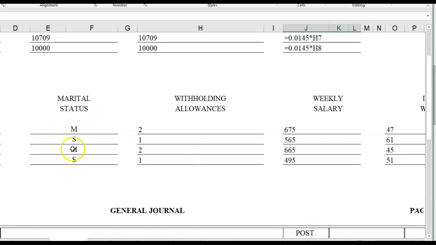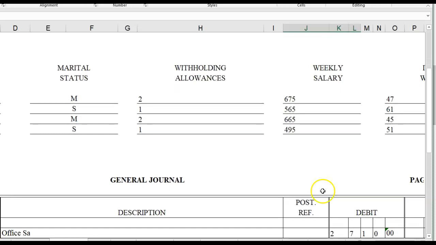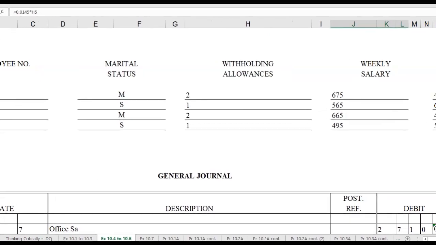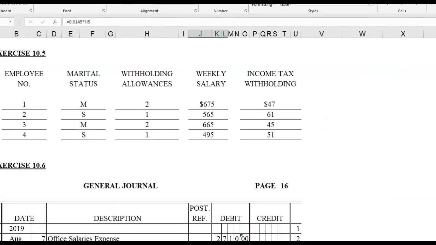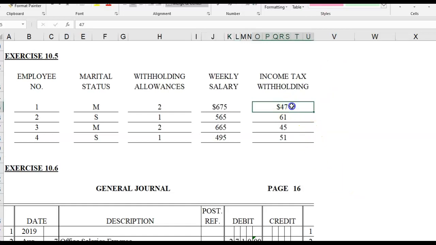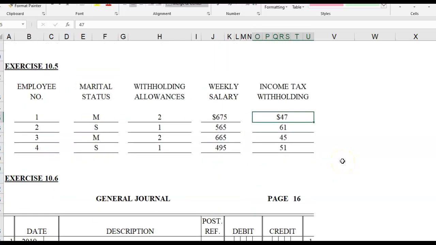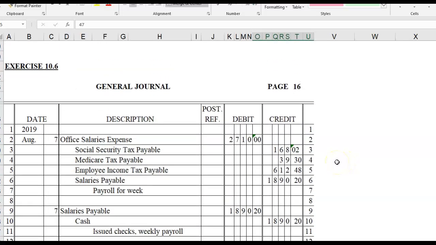Here you're going to have to figure out in the next problem what the withholding allowances are by looking at the table, figuring out if they're married or single, and do the multiplication that way. So let me go ahead and hit Control tilde, get it back to normal. Okay. And in this case, there aren't any formulas for you to see or do. You'll just be looking at the table and writing in the amounts. Okay, so this is 10.4. This is 10.5. 10.6 is probably the most important: how do we put this in the general journal?